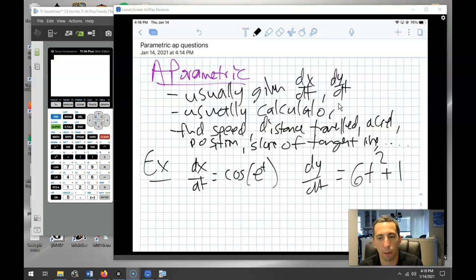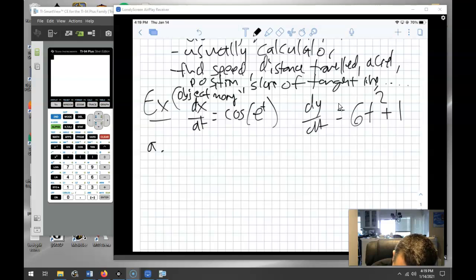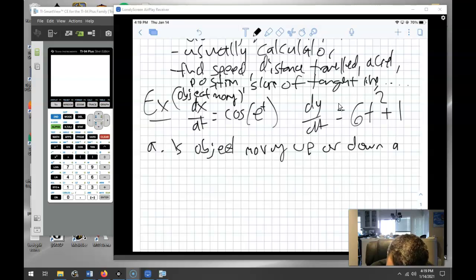This is going to be a multi-part problem. They give you dx/dt is cosine of e to the t, dy/dt is 6t squared plus 1. And again, this is some object moving, and this is the velocity in the x direction and the velocity in the y direction. So in part A, I'm just going to ask, is the object moving up or down at t equals 2?